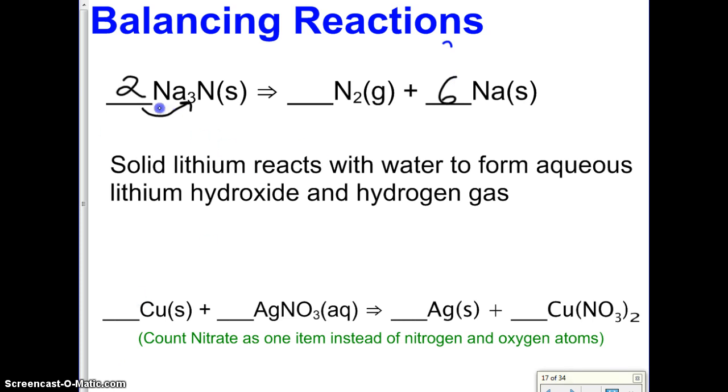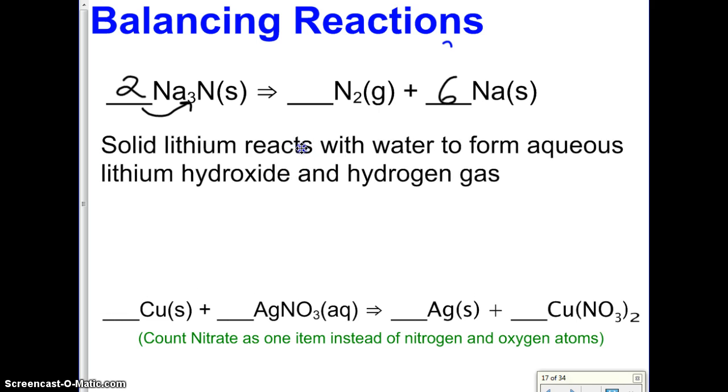Okay, so sometimes it may help to look at the whole picture before balancing one. I would have seen that I had a 2 here and a 1 there, and by putting a number in front of here, it would have affected my 3 sodiums. So I would have balanced my nitrogens first, technically, and then balanced my sodiums. But that's kind of a trick of the trade, if you will, that you'll get used to being able to do. Okay, let's do our lithium reaction here.